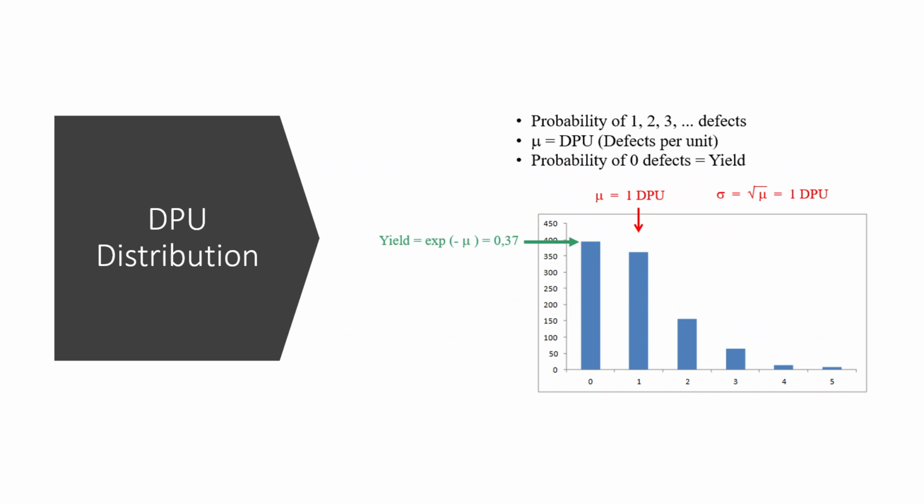Process yield is the proportion of defect-free units when tested. If defects are independent, DPU follows a Poisson distribution, so yield and DPU are related by yield equal to e to the power of minus DPU. For instance, an average of 1 defect per unit will still produce 37% defect-free units. There will be units with more than one defect.